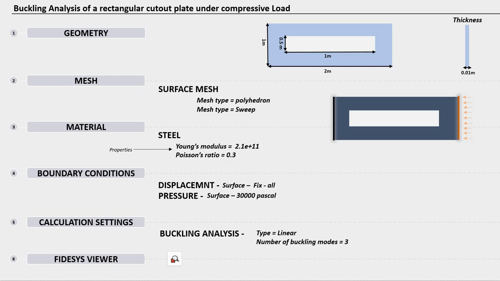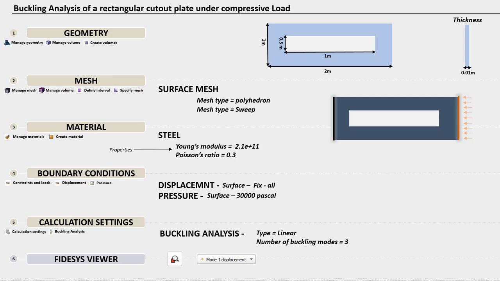Once the analysis is run, we use the FIDESYS viewer to observe how the plate buckles in each of 3 modes. And to perform this analysis, these are the 5 steps we need to perform, and these are some analysis types and settings we will use further. And next step, we will delve into FIDESYS software to perform this analysis.